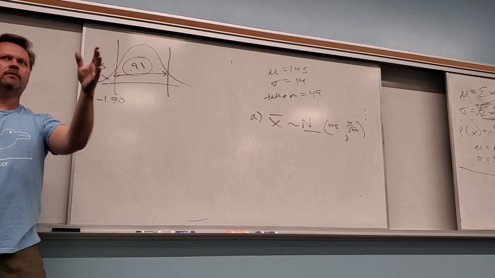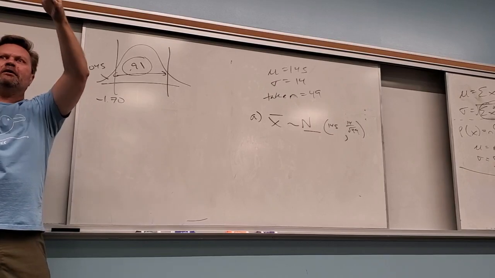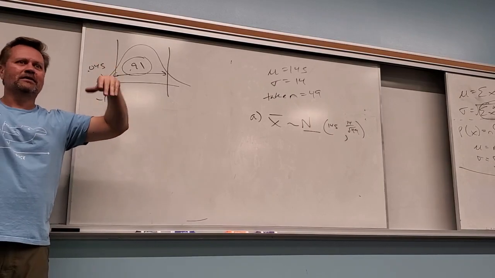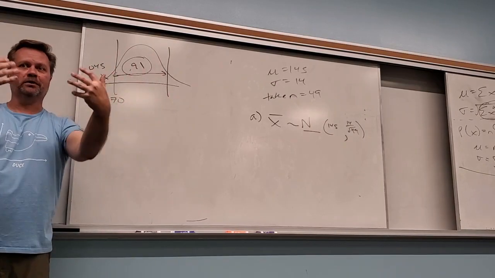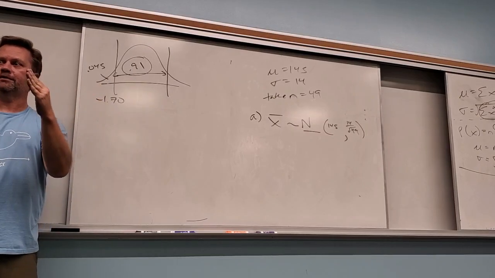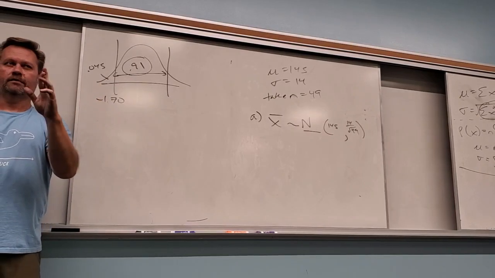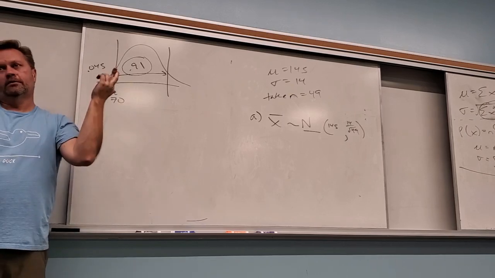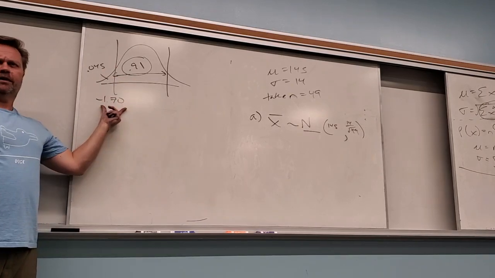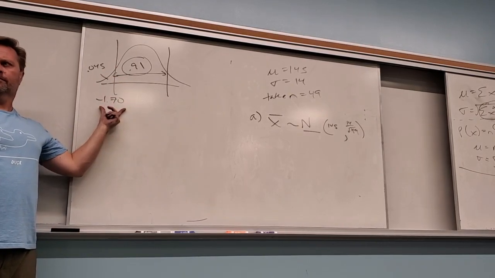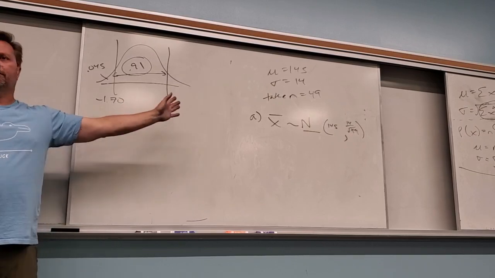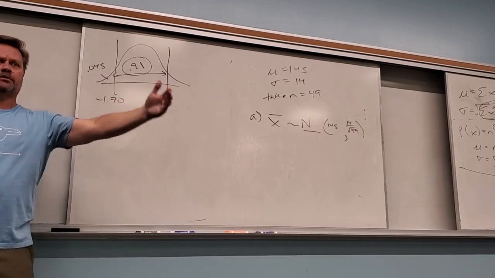So many of these problems are all about, do you have the area in the right place, right? Because the chart only gives you and only understands areas below a z-score. Okay? So do you get negative 1.70? Do you guys see that? Yeah. And then, of course, that's going to be positive 1.70. It's got to be symmetric.